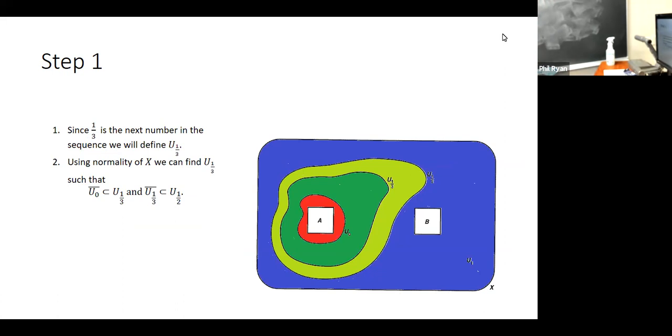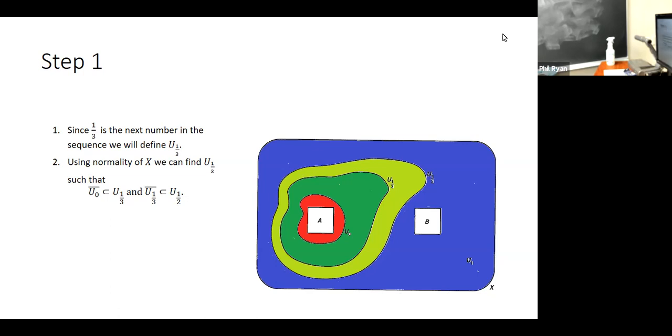Let's do it again. The next thing is a third. A third is the number after a half, and so we're going to put it between U0 and U a half. So what do we do? We're using normality, and what we're going to use normality on is the set U0 and the complement of U a half. U a third is going to lie between U0 and U a half, so we're going to use the closure of U0 and the closure of U a half.